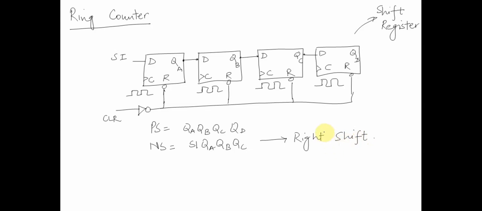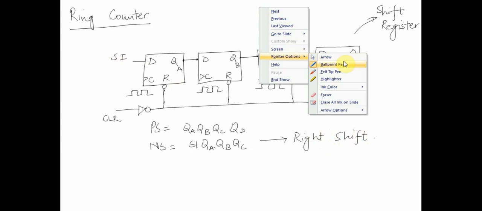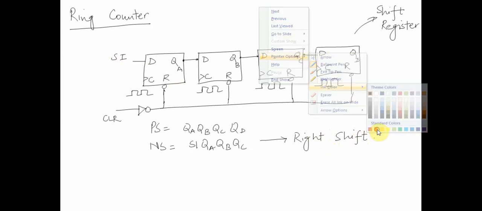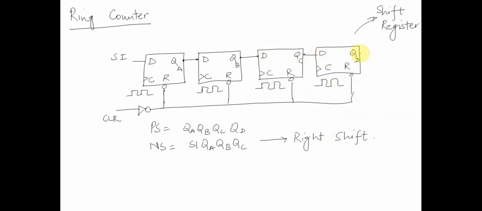Now in this particular case, if we do a variation such that instead of supplying a new input SI, we connect the output of the last flop to the input of the first flop, which is something like this, we feed it back to here. This particular variation of shift register is called a ring counter, and we will see why it is called a ring counter.